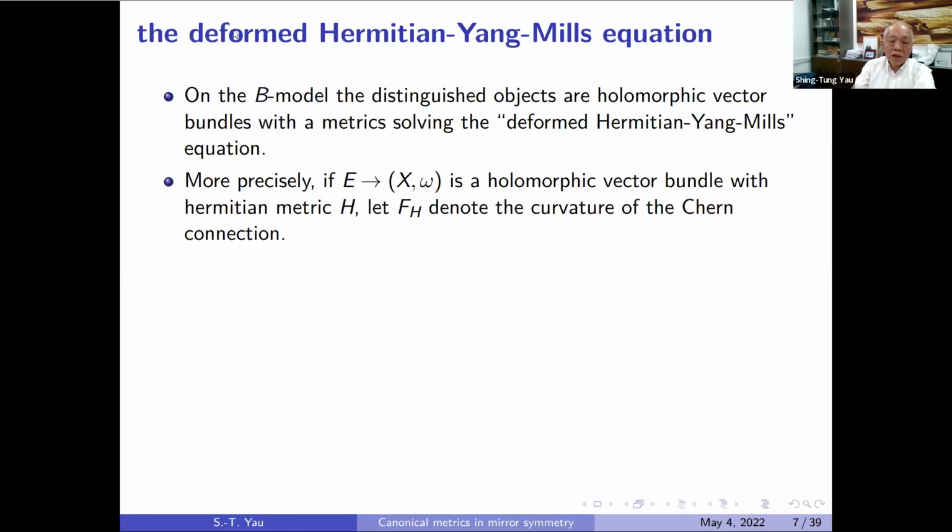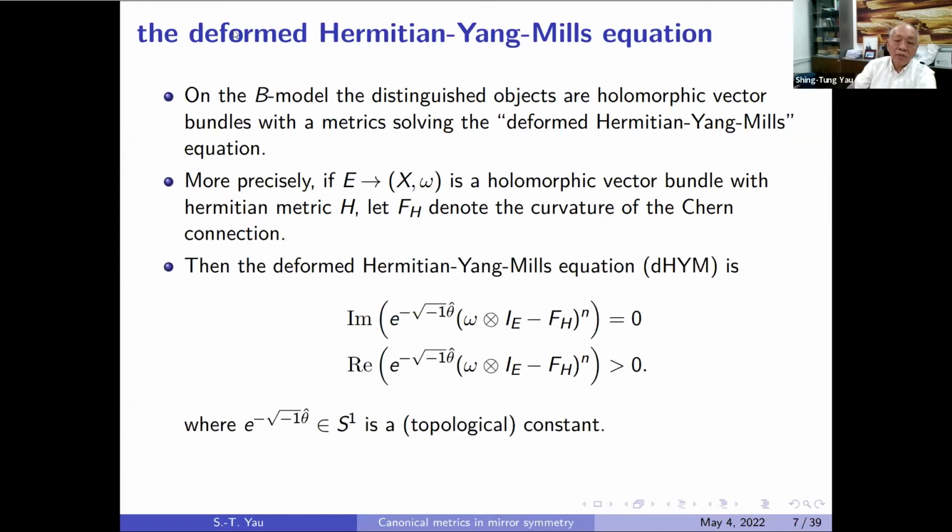So what's the equation that we are talking about? Suppose we have a holomorphic vector bundle with Hermitian metric. Let F_h denote the curvature of the Chern connection associated to this bundle. Then the deformed Hermitian-Yang-Mills equation turns out to be equivalent to this statement: the imaginary part of e^(-iθ̂) times (ω ⊗ Id_E − F_h)^n equals 0, where ω is the Kähler form, tensored with the identity matrix acting on E, and F_h is the curvature, a two form, with the whole thing to the power n. We take the imaginary part equals 0. We have a topological constant e^(-iθ̂) there. The imaginary part of the whole bracket equals 0, and the real part is positive. So this is the deformed Hermitian-Yang-Mills equation.